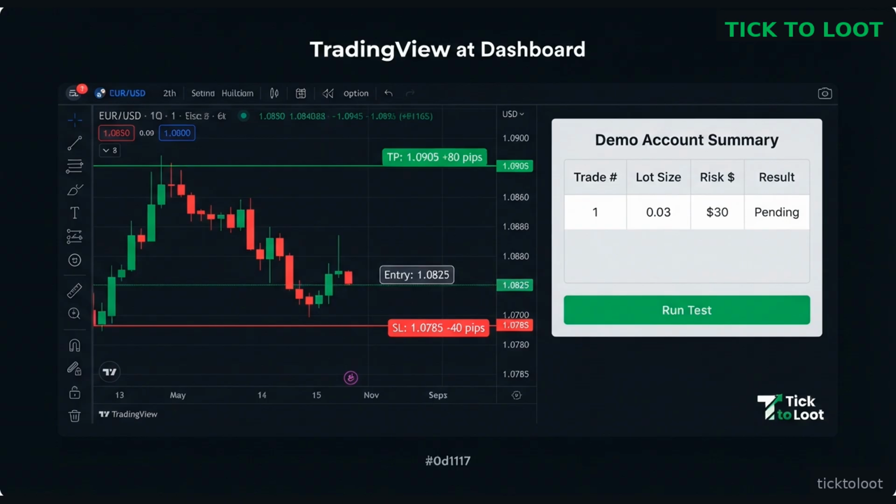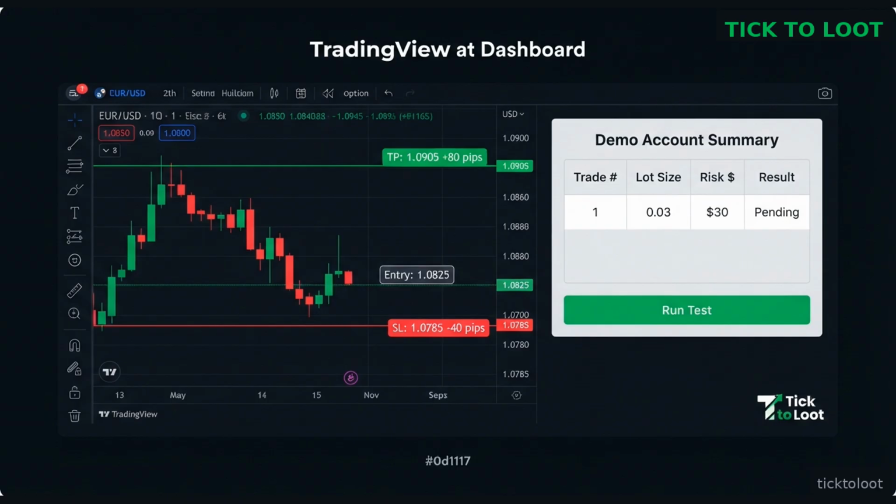After the trade is placed, watch the demo account summary table update in real time. It will show the lot size, the dollar risk, and the current status of the trade. If the market moves favorably, the trade will hit the take profit line and the table will record a profit. If it hits the stop loss, the loss will be exactly $50, no more, no less.